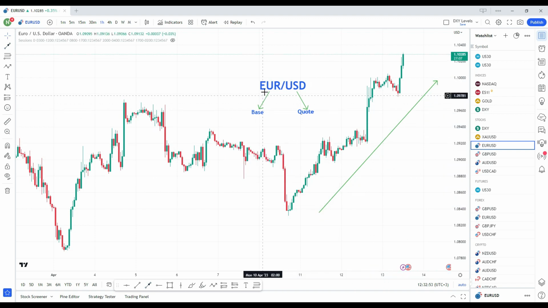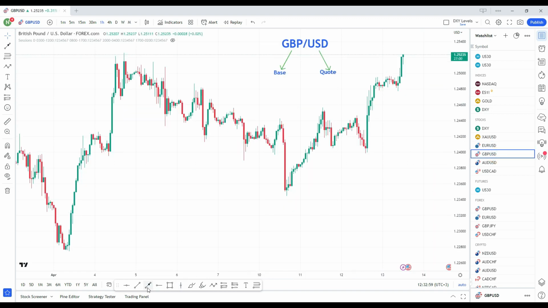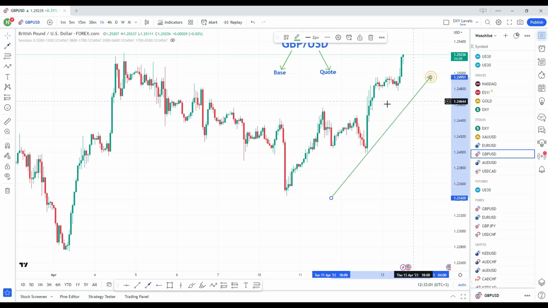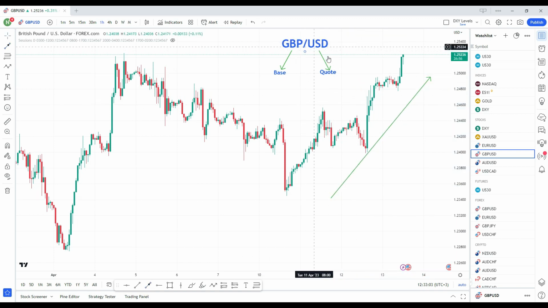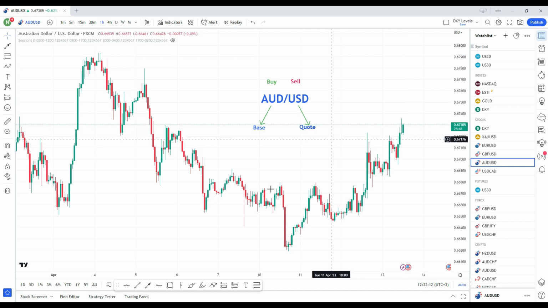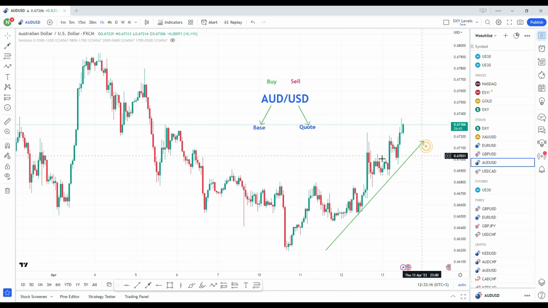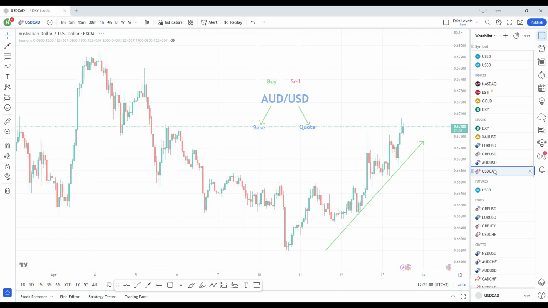So you're buying euro, selling US dollar. For GBP/USD, it will also be on an uptrend. You'll be buying the sterling pound and selling the US dollar at the same time. This is a simultaneous transaction in one trade. For AUD/USD, it will also be on an uptrend, so we'll be buying the Australian dollar and selling the US dollar at the same time.